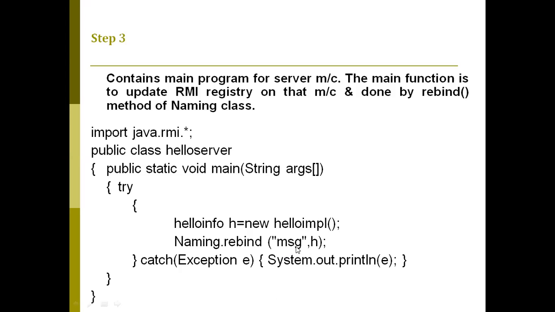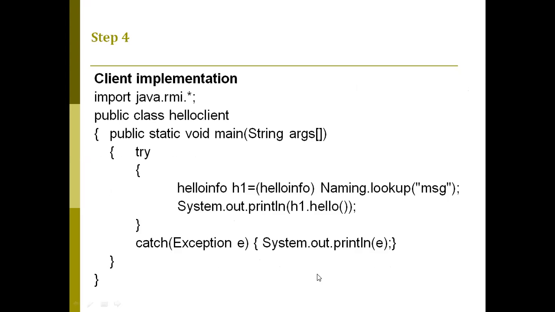But if the server is somewhere else, I have to pass a URL with the IP address, then /msg. And h is nothing but this remote reference. I'm going to bind it with the RMI registry. So whenever I want this reference, h reference, I'm going to look up for this MSG name. Then we have to catch the exception, as it may throw unknown host exception, remote exception and all. So here I'm saying catch exception E, and we are going to print the exception.